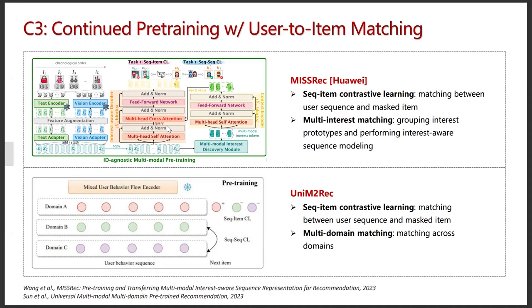that can deliver different user recommendations using multimodal features. And the follow-up work is from Tencent, the Yuli M2Rec. It also uses the sequence item matching between users and items. And in addition to single domain pre-training, it proposes the multi-domain setting that can use domain A, domain B, and domain C data together to help with the pre-training. So they also consider the multi-domain matching across domains. So the sequence-to-sequence contrastive learning is across domain B and domain C. And this paper is open recently.